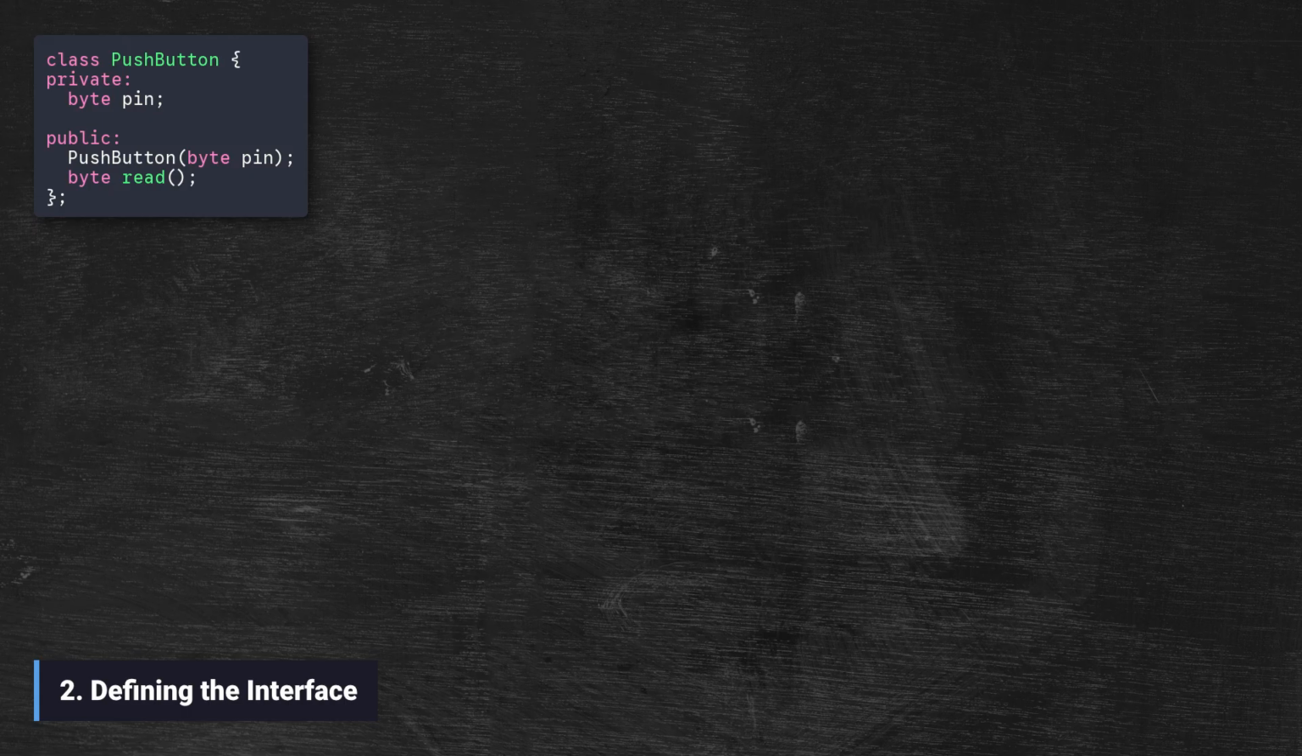Inside the class, we define our private attribute, the pin number. In the public section, we create the constructor prototype which takes a pin as an argument. We also add a method called read that will return the current state of the button. This is the simplest version of our interface.